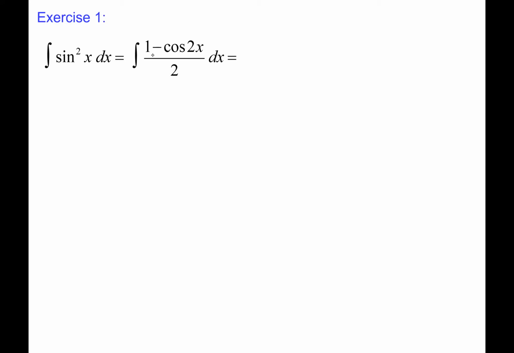And now I can factor out a half, then we will see a little bit better. And now maybe you can tell me, what's the integral of 1 dx? What's the integral of 1 dx? Come on. Yes, thank you, x, you have to help me.